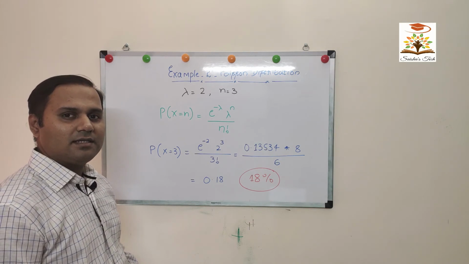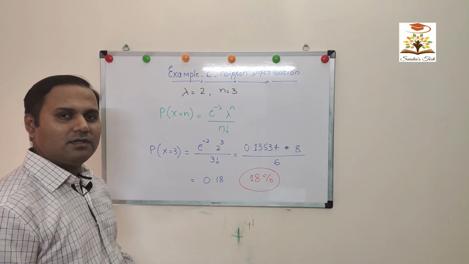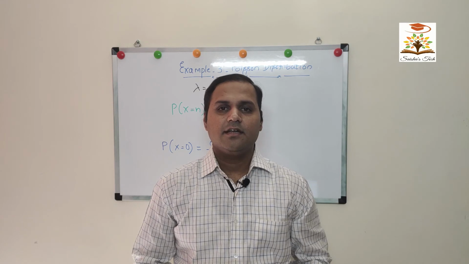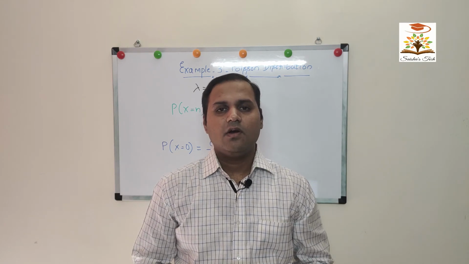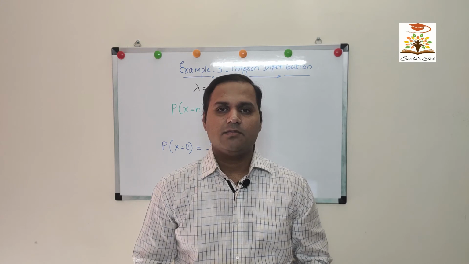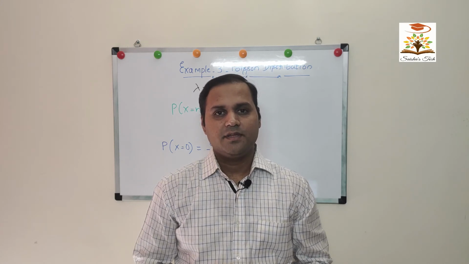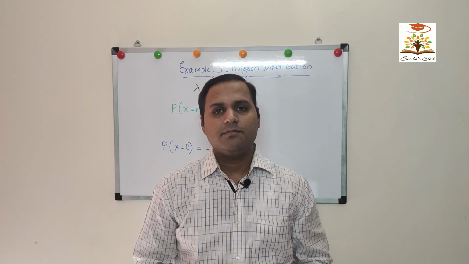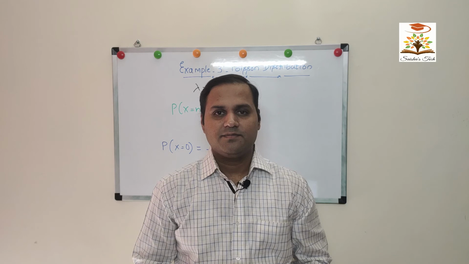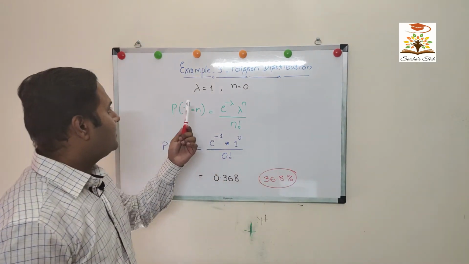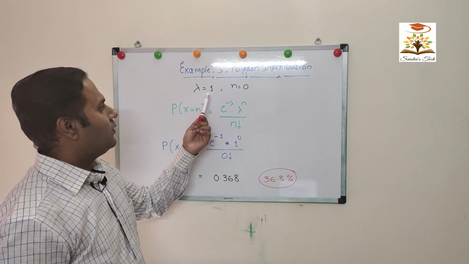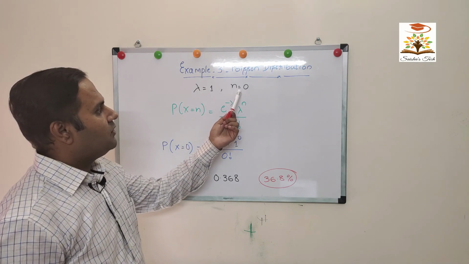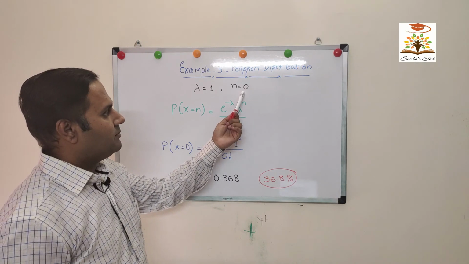Now, let us understand the third example of Poisson's distribution. In the third example, we are analyzing turning up of a bus at a bus stop. On an average, one bus turns up at a bus stop in a 15 minutes interval. Now, we want to identify the probability that no buses will turn up in the next 15 minutes. To analyze this, lambda is equal to 1, that is one bus turns up in every 15 minutes. Now we want to identify that 0 buses will turn up in the next 15 minutes interval.